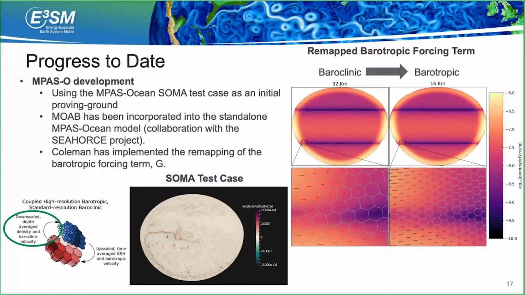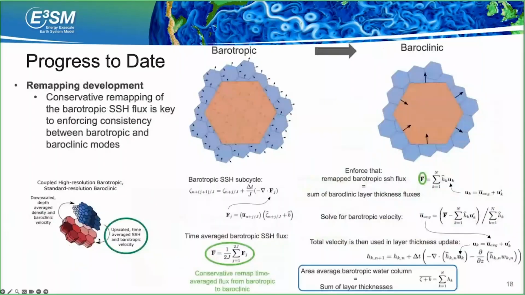So this is an example of early on in a SOMA test case spin-up. The SOMA test case is a double gyre test case that has semi-realistic coastlines and things. We've been using this as our playground to start remapping some of these fields within the model. And this is an example of going from the baroclinic to the barotropic mesh with that baroclinic forcing.